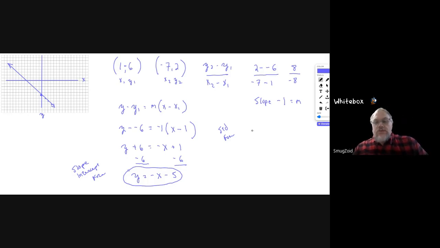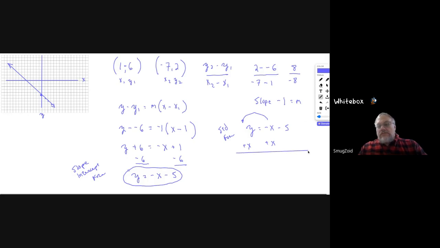What you want to do is just take that y equals minus x minus 5. And I want to put my x back over to this side. So to do that, I add x to this side. I add x to this side. And I draw a line. Okay. These guys will cross out. So it's x plus y equals minus 5. And that would be standard form.